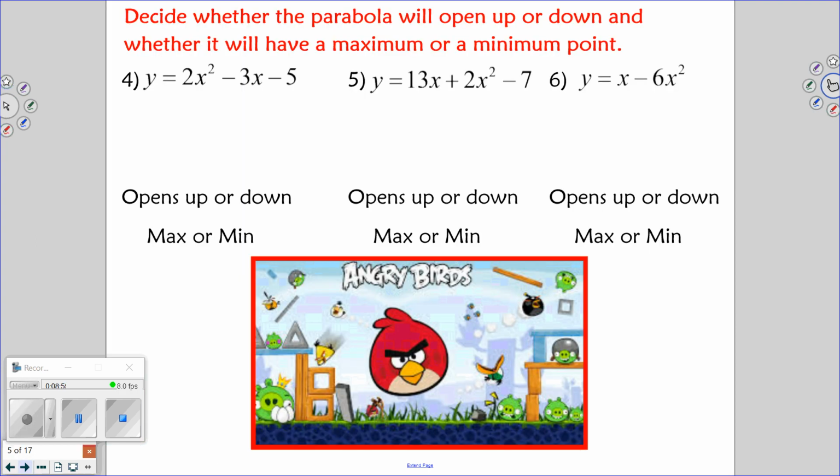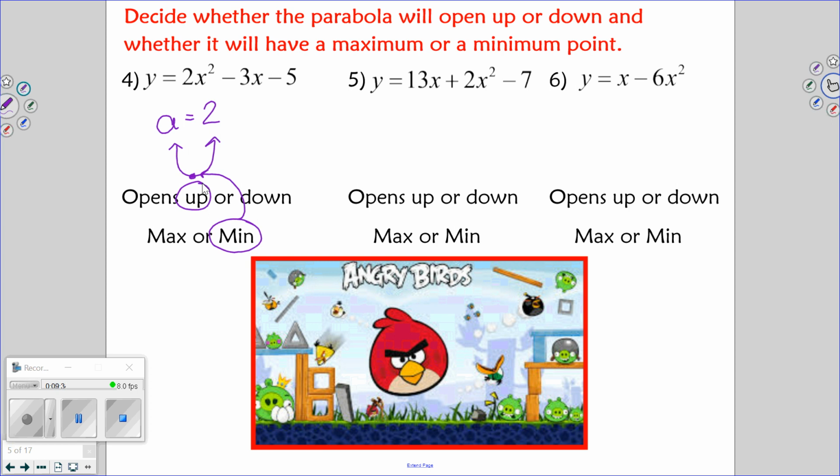All right, decide whether the parabola will open up or down and whether it will have a maximum or a minimum point. Okay, so the first one, is it going to open up or down? It's going to open up because your A value is 2. It's positive, so it's going to look like this. Will it have a maximum or a minimum point? Minimum, right there. My vertex is the lowest point, so it's going to be the minimum.